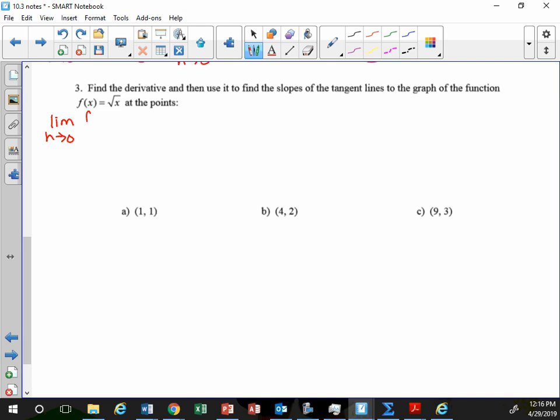Limit as h approaches 0 of f of x plus h minus f of x all over h. So limit as h approaches 0. What is f of x plus h in this case? Square root of x plus h minus square root of x all over h. Everybody understand where that came from?